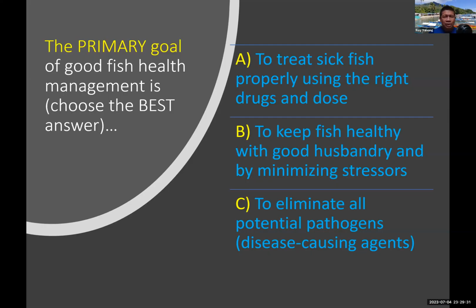So my first question, if I asked you what is the primary goal of good fish health management, which of these would you say would be the correct answer? A, to treat sick fish properly using the right drugs and dose. B, to keep fish healthy with good husbandry and by minimizing stressors. Or C, to eliminate all potential pathogens, which are disease-causing agents.